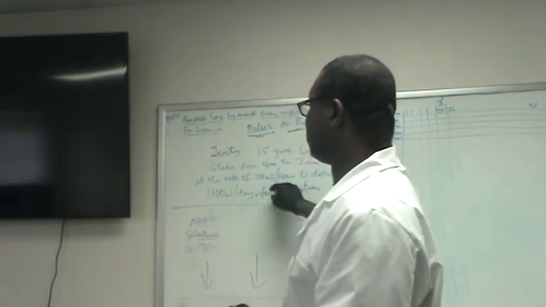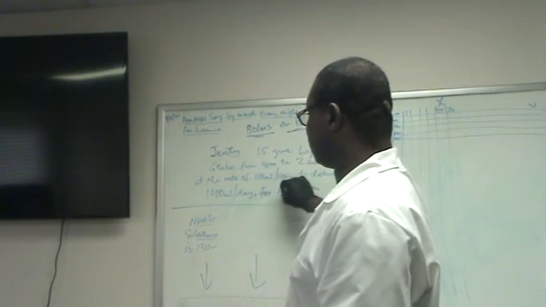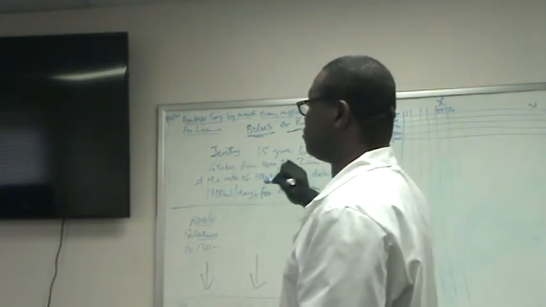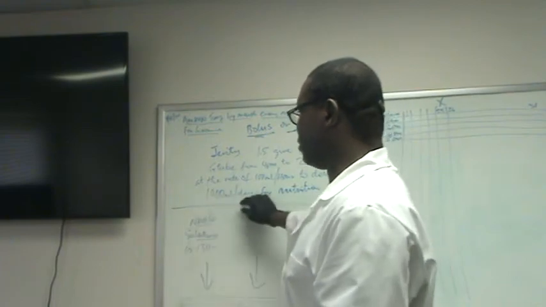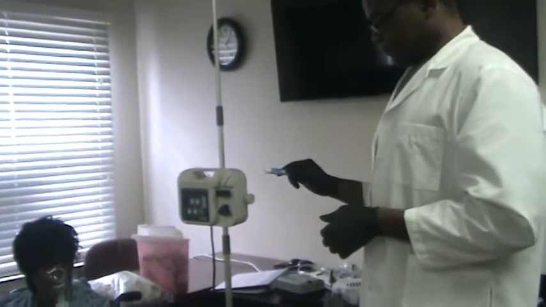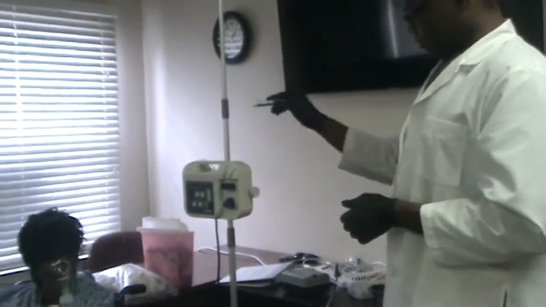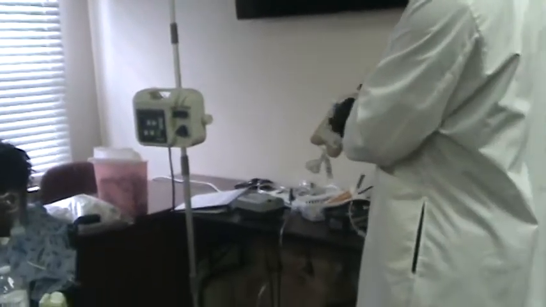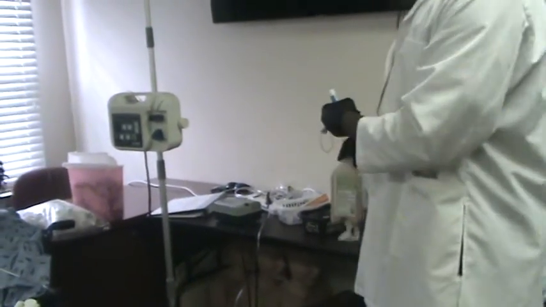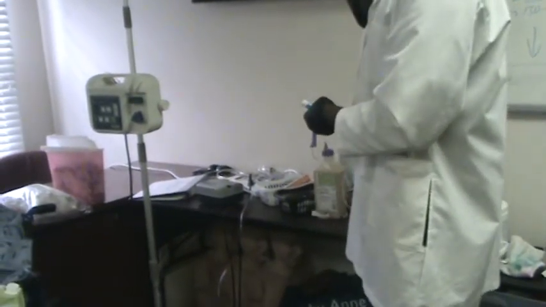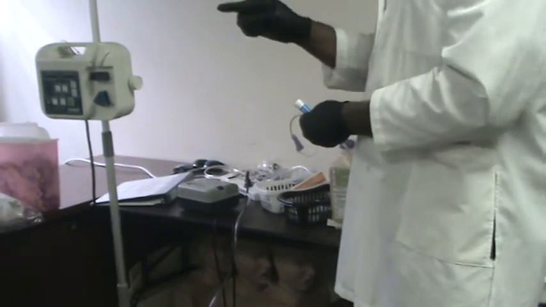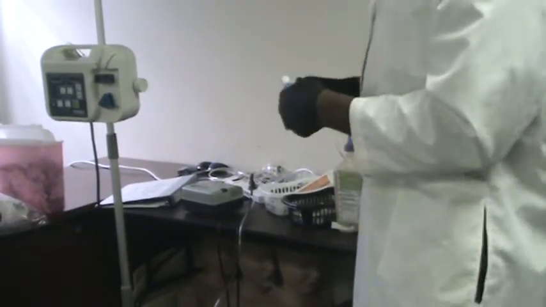So according to this order here, the rate per hour is 100. The total dose per day is 1000 ml. That will give her a whole day's nutrition need. So what do you need? Of course you need a machine, a pole that holds the machine, and then you need your feeding. You need the connection tube that will deliver the feeding from the bottle through the tube, through the machine into the G-tube.